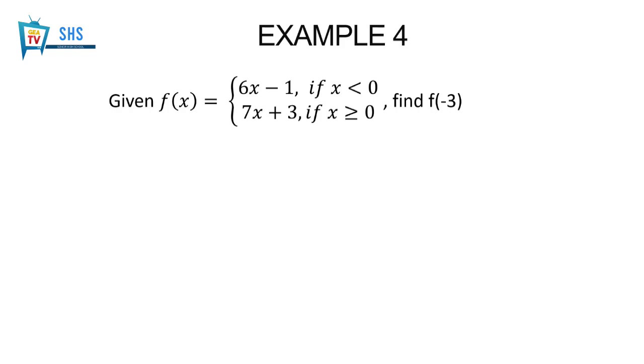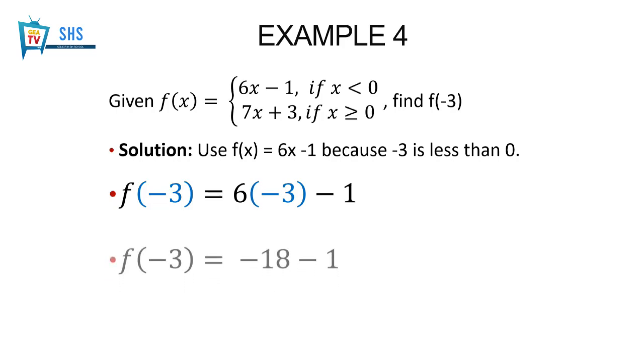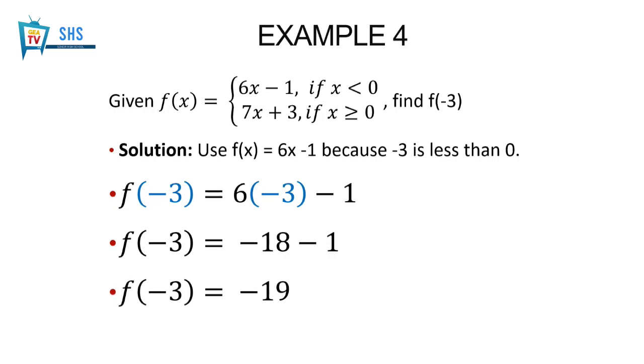In our fourth example, we have the piecewise function f of x equals 6x minus 1 if x is less than 0, and 7x plus 3 if x is greater than or equal to 0. Find f of negative 3. Since negative 3 is less than 0, we'll be using 6x minus 1. So we have to substitute negative 3 for x in 6x minus 1. So 6 times negative 3 is negative 18, minus 1, we get negative 19. So f of negative 3 is equal to negative 19.